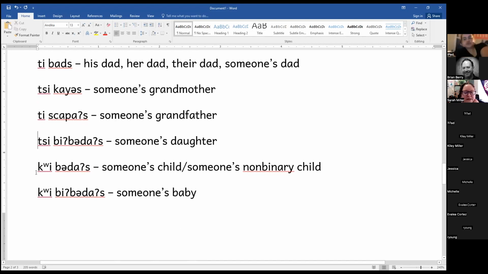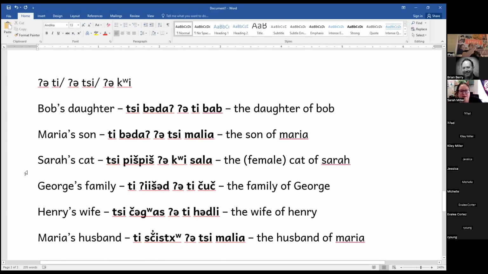C beat badas. Qui badas. Qui beat badas. Then we have the utti, utsi, or utqui. Si bada utti bob. Ti bada utsi Malia. Si pish pish utqui sala. Ti e shud utti chooch. Or ti a shud utti chooch.